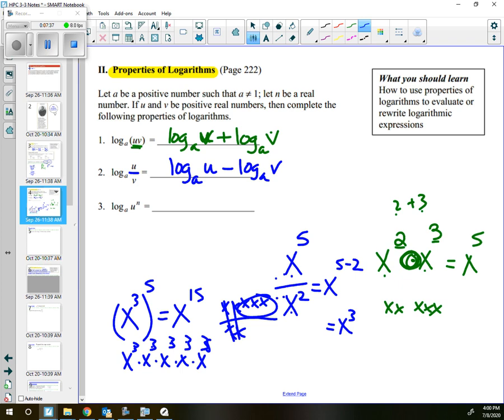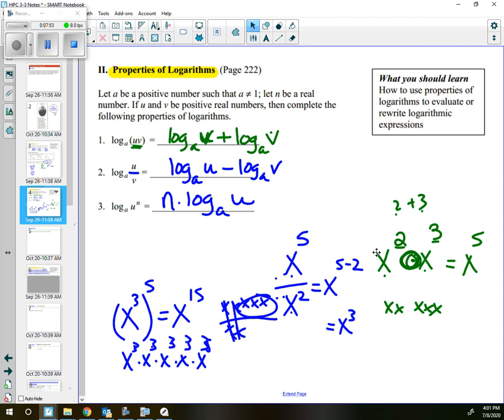It's a product. So this is power to a power. Log base a of u to the n is the same as n times the log base a of u. They're multiplied. Power to a power, you multiply the exponents. Remember, logs are exponents. So every time you write down log, you're saying a power.